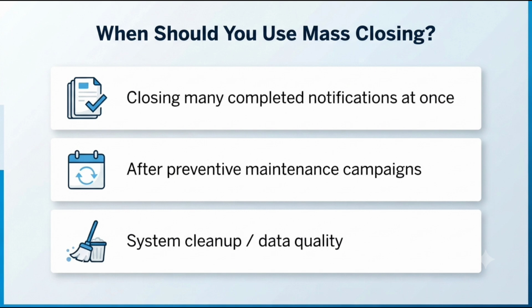Another typical scenario is regular data cleanup, where open notifications that are no longer relevant need to be completed to improve system performance and reporting accuracy. You may also use it when notifications were created in error or when their related maintenance orders have already been completed. Mass closing saves significant time compared with processing each notification individually and helps keep your plant maintenance data consistent and up to date.